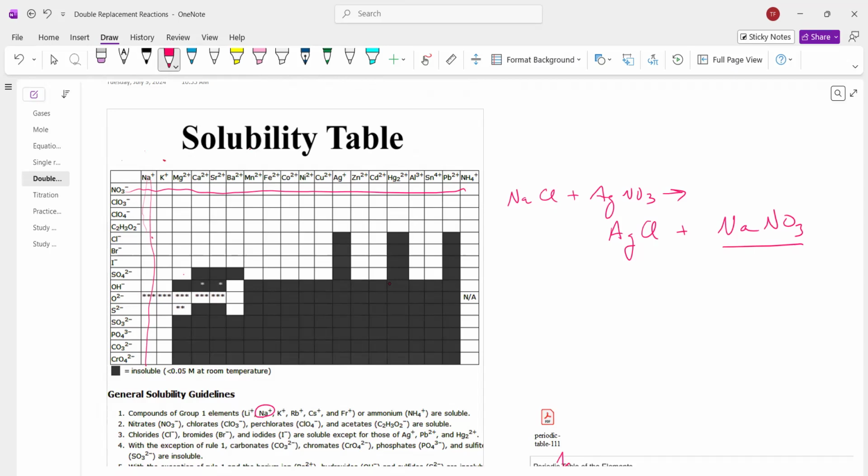What about the silver chloride? Okay, well, here's silver. Silver is both white and black. And here's chloride. So silver chloride forms a solid. I'm going to put an S there. The sodium nitrate doesn't form a solid. It stays dissolved in solution, or aqueous.